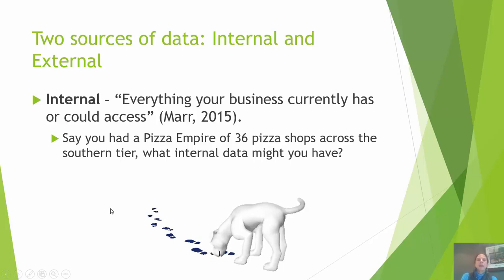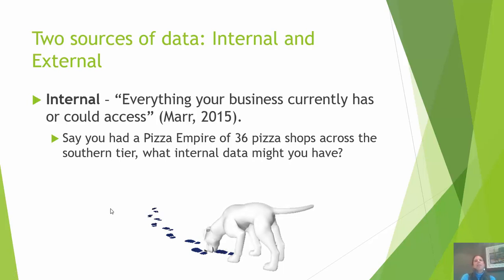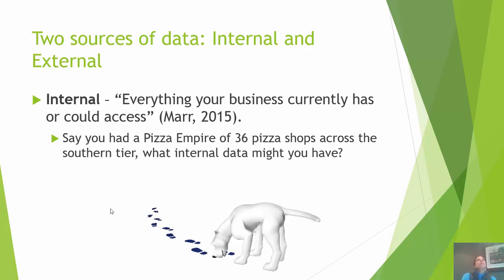So let's say we have a pizza empire, 36 pizza shops. And the question is, what internal data might we have? Well, certainly we're going to know our sales. We're going to know what pizza pies sold the most. We're going to know when we sold them. We're going to know to whom we sold them if they had a delivery. We're going to know what our ingredients cost. We're going to know what suppliers we got them from. We're going to know how much we owe to various people, etc. All of that is internal data.